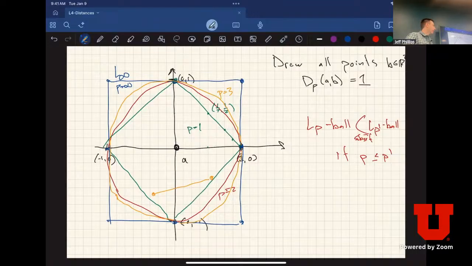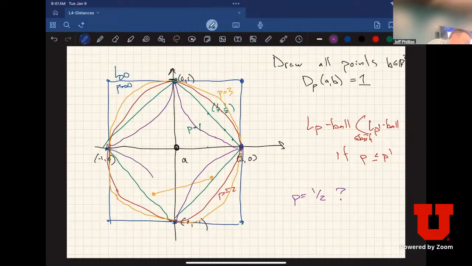Okay, how about an L1/2 ball? What about P equals 1/2? And define it, right? So what would that look like? Yeah, so it's still going to go through these points, but it's going to kind of curve in here. Okay, and this is weird. No one uses an L1/2 ball for anything. Okay, so this would be kind of P equals 1/2 here.